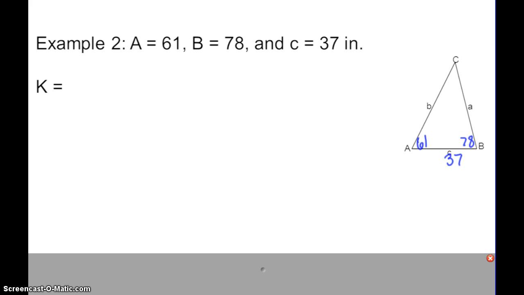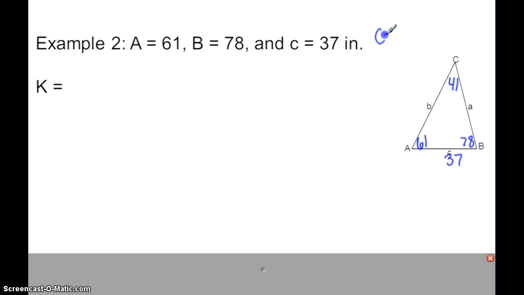So in order to find area here, I have two angles and a side, but I need two sides, right? In order to do my area formula, I need two sides and the angle between those two sides. So in this case, I'm going to have to find another side first. So how do I do that? Well, think back to everything we know about how to solve triangles. I just need to find one more side. I have two angles, so I can do 180 minus 61 minus 78, and I'm going to get 41 for angle C.